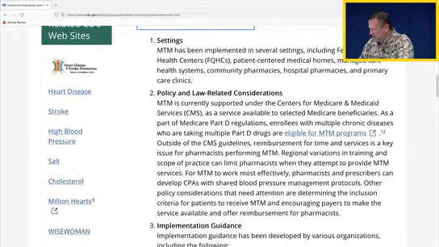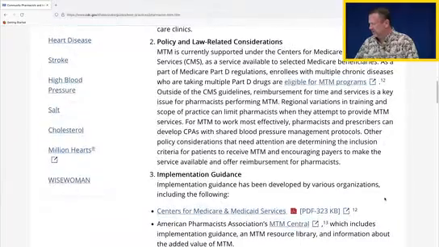For MTM to work most effectively, pharmacists and prescribers develop practice agreements and shared blood pressure management protocols. And so, again, we talked about this earlier. I get a phone call from a pharmacist, and he said, well, this patient has run out of medication, their blood pressure is sky high. So I went ahead and gave them this. Can you sign off on that? In the old days, that's what I do. Nowadays, the pharmacist can take care of this even if they don't have a specific practice agreement with the prescriber.